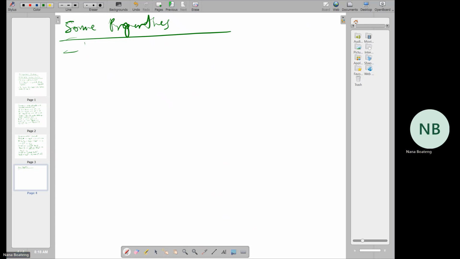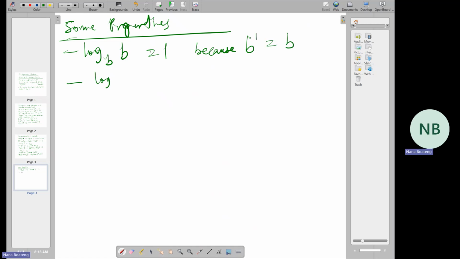Log base b of b is equal to 1 because b power 1 is equal to b. And also, log to any base of 1 is 0 because b power 0 is equal to 1. Any number raised to the exponent 0 is 1.